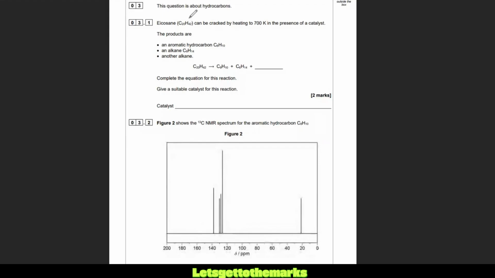This question is about hydrocarbons. Icosane, C20H42, can be cracked by heating to 700 Kelvin in the presence of a catalyst. The products are an aromatic hydrocarbon C8H10, an alkane C6H14, and another alkane. Complete the equation for this reaction. Give a suitable catalyst for this reaction.